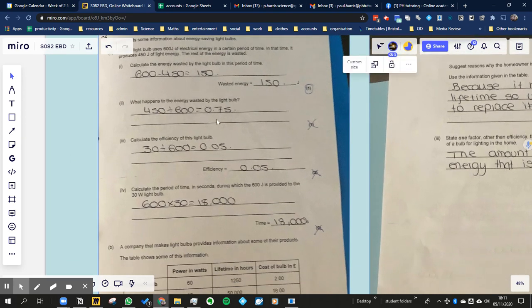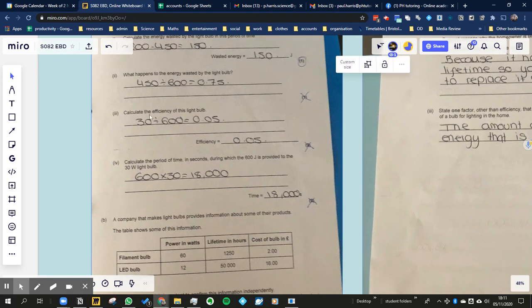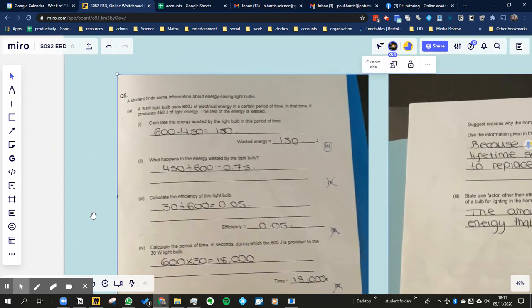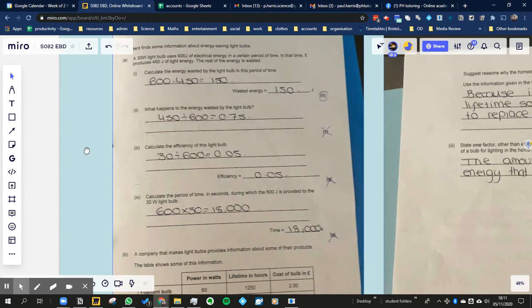What happens to the energy wasted by the light bulb? So it wanted you to explain or describe what happened to the energy. That was what went wrong there, okay? I will come back to that one in a moment. Let's just have a look at the next one. Calculate the efficiency. This is a calculation, but we haven't got it quite right. We've got it quite close, though, actually. I see what's happened. I'll come back to that in a moment.